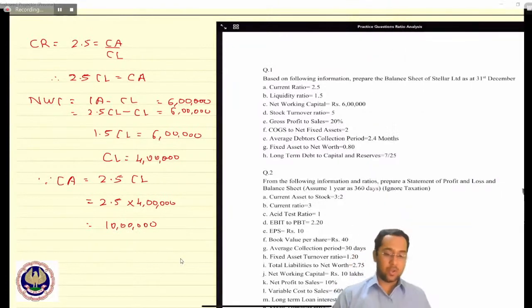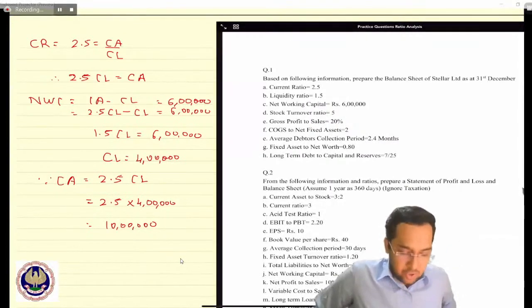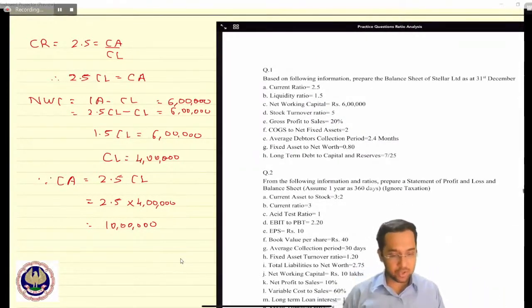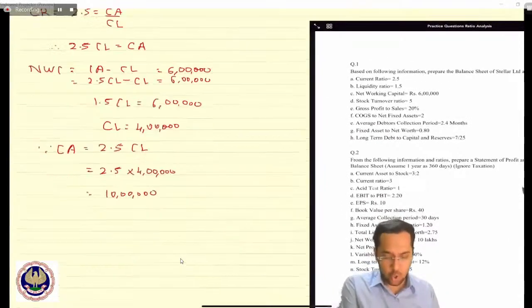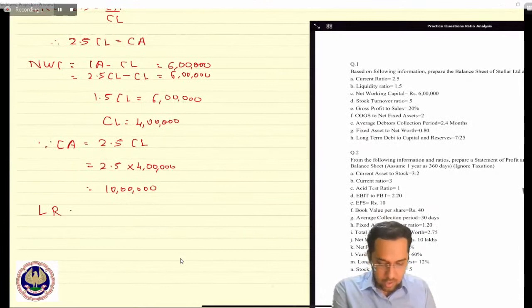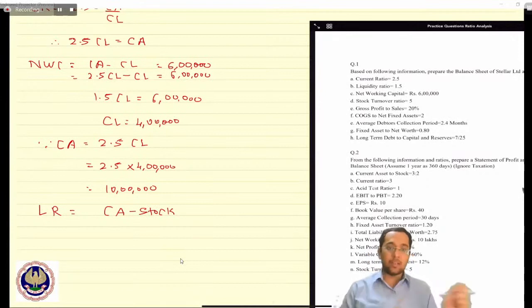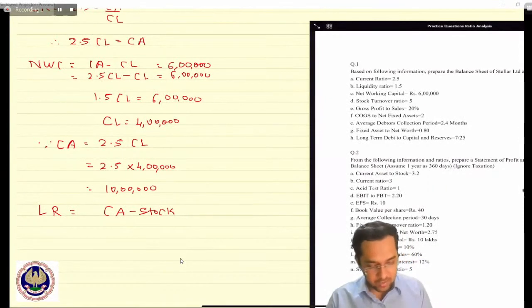Okay, great. We have got the values of current assets and current liabilities. Let us use some more figures for our calculation. There is this liquidity ratio, or liquid ratio or quick ratio, as we call it. Liquid ratio is simply current asset reduced by stock and prepaid expense. Like we did in the previous one, we ignore the prepaid expenses because we may say that a business is running without prepaid expenses. So current asset minus stock divided by current liability is 1.5.